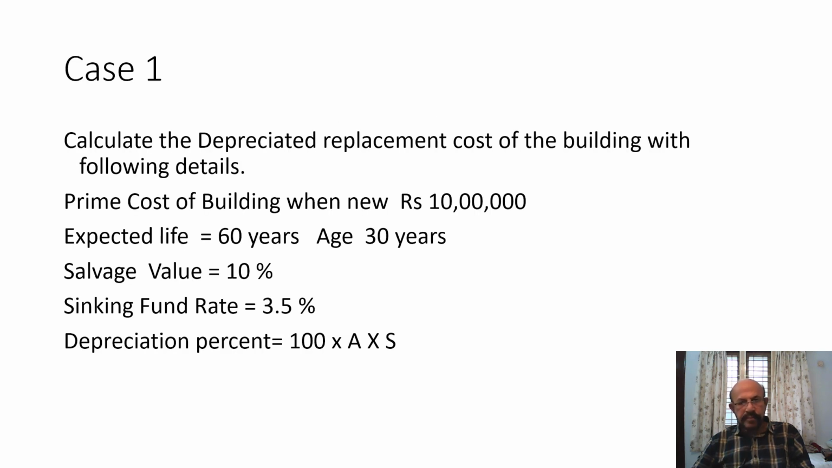Case 1. Calculate the depreciated replacement cost of a building with the following details. Prime cost of the building when new 10 lakhs, expected life 60 years, age 30 years, salvage value 10%, sinking fund rate 3.5%. Depreciation percentage is equal to 100 into A into S.